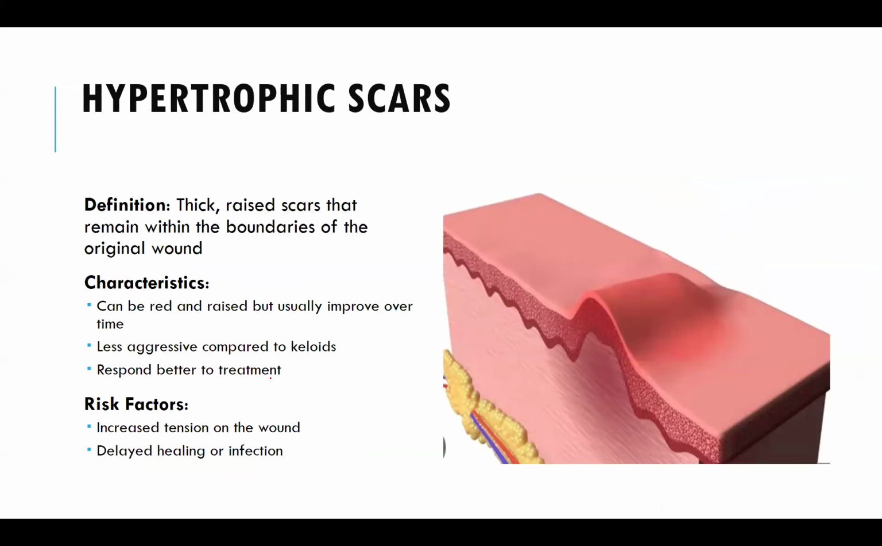So when you go to hypertrophic scars, now these are scars that are thick and raised but remain within the borders of the original wound. So for example, if the wound was this size before, when someone forms a scar, the scar will be big but still within the boundary of the wound. It will be thick and big above the layer of the skin, but still remains within the border of the previous injury.